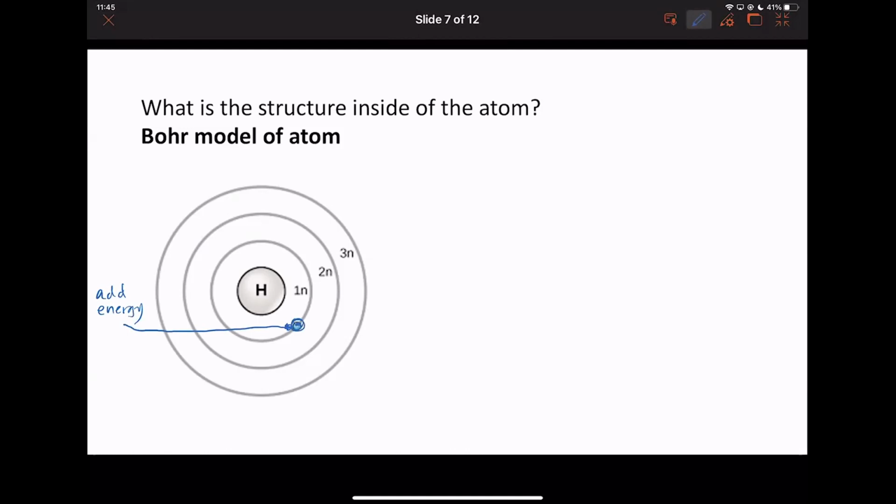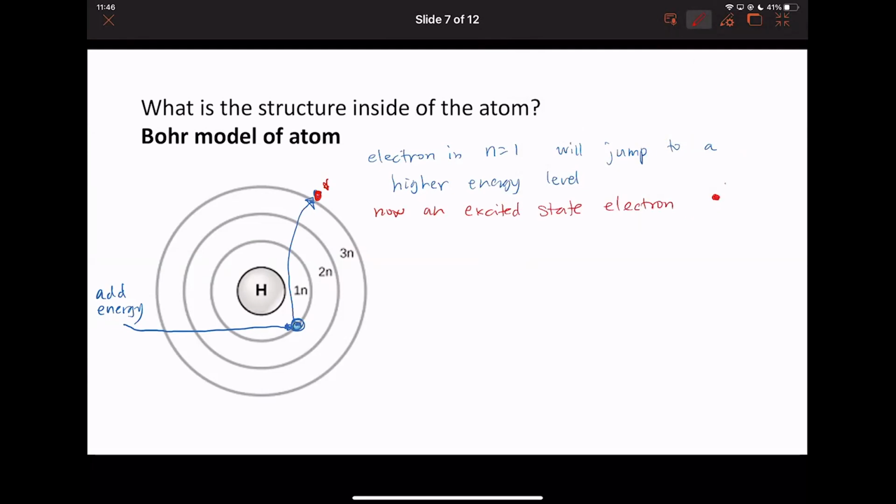And so that causes the electron in energy level 1 to jump. So the electron in n equals 1 will jump to a higher energy level. And like a higher bookshelf, it can jump up to any higher energy level. And so let's put it up here. Now you have an electron that is slightly different. This is now an excited state. That's an excited state electron, and that's what this is in red, with a star.